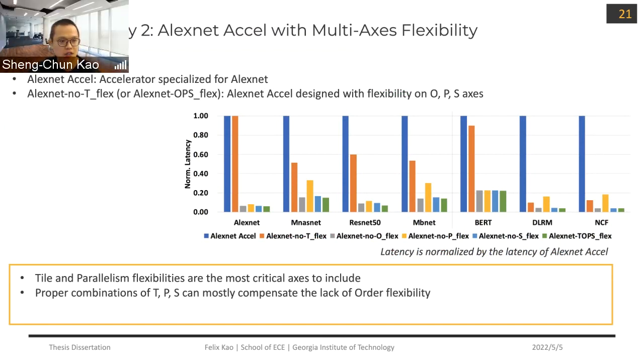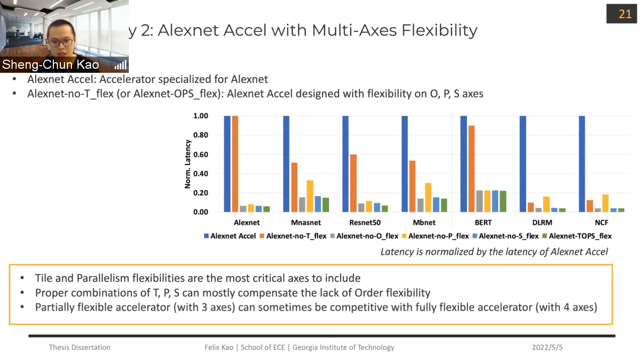The second point is that we can observe that the gray bar is almost as low as the green bar. What it means is that in this experiment, order is less sensitive. Or to explain it another way, some proper combination of tile, parallelism, and shape mapping axes can compensate for the lack of order flexibility in this experiment. So we can say that a partially flexible accelerator can sometimes be competitive with a fully flexible one.